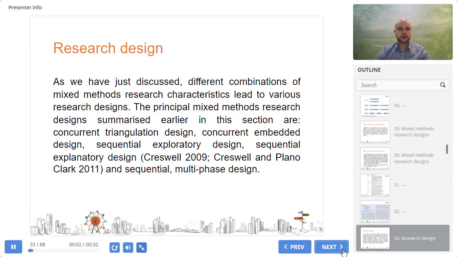Research design of mixed methods. As we have just discussed, different combinations of mixed method research characteristics lead to various research designs. The principal mixed methods research designs summarized earlier in this section are concurrent triangulation design, embedded design, sequential exploratory design, and sequential multi-phase design.